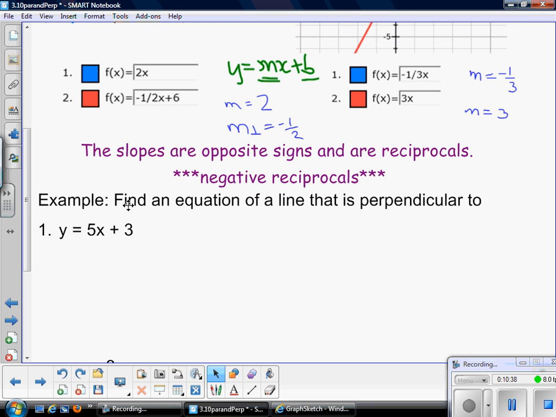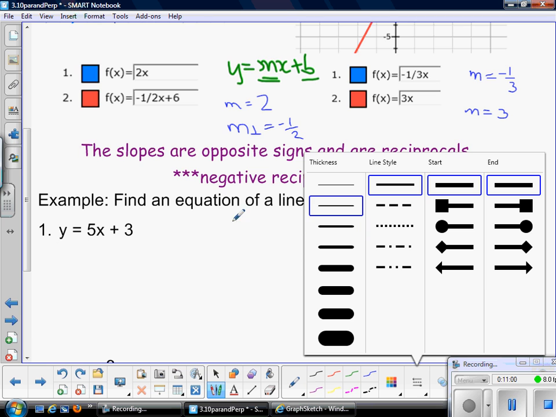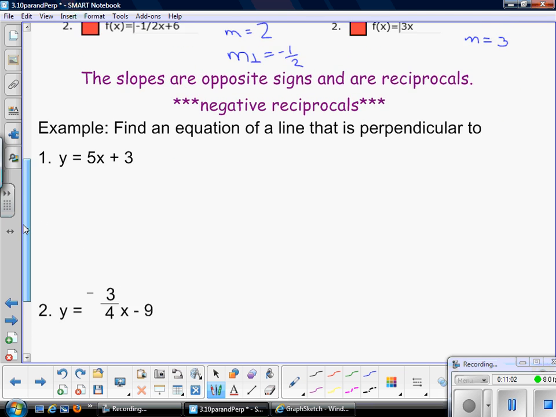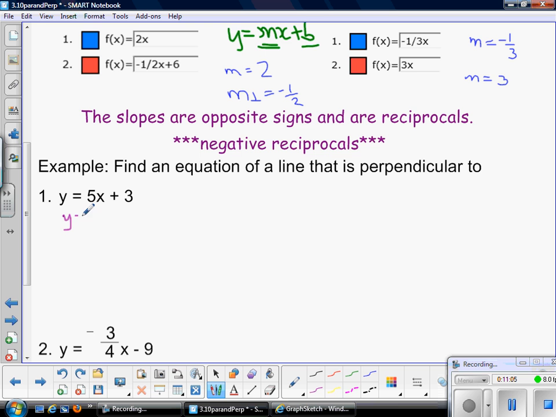Okay, so here the first one says find an equation of a line that is perpendicular to y equals 5x plus 3. Again, there are infinite equations that we could find. All right, so let's go back and get something to write with. So the first thing I have to do is determine what my slope is for the original equation. So this is what I'm looking at. And so I can see that the slope of this line is 5.